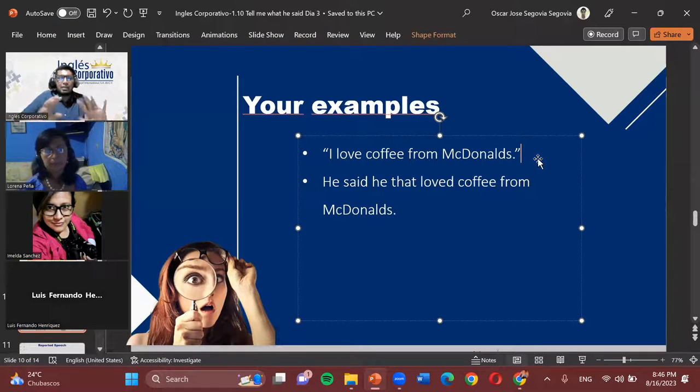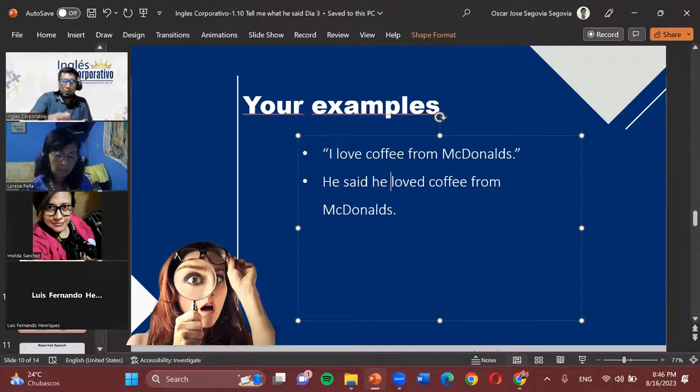But if, for example, it's just something that I heard a co-worker say, you report it as "he said he loved coffee from McDonald's" instead of saying all the time "he told me." Because if the conversation was, of course, straight with you, that's when you say "he told me," because the conversation was taking place with me.